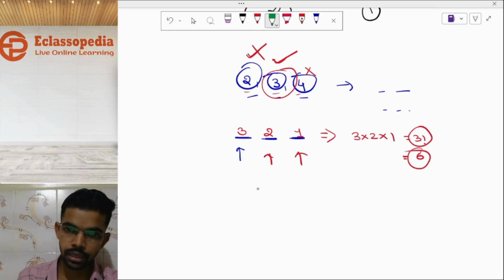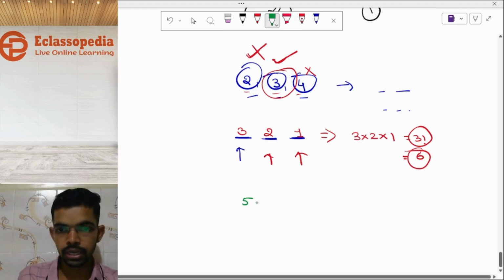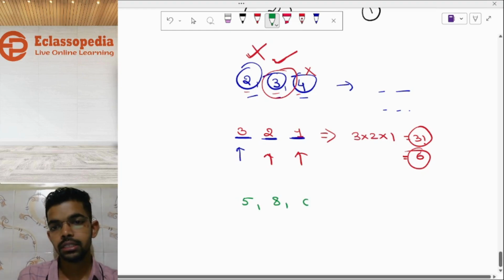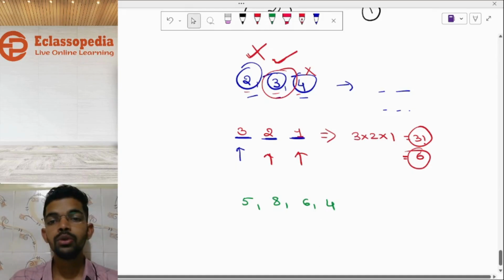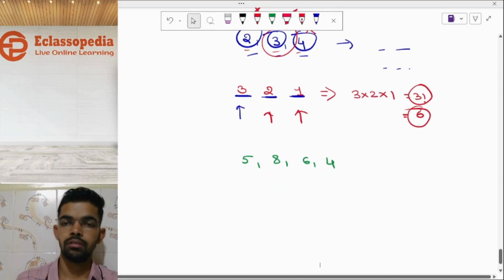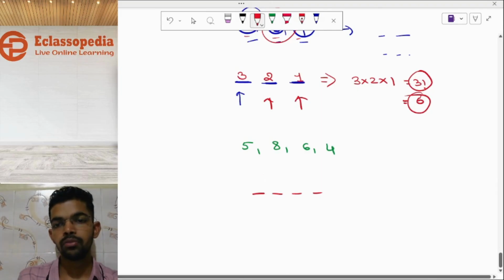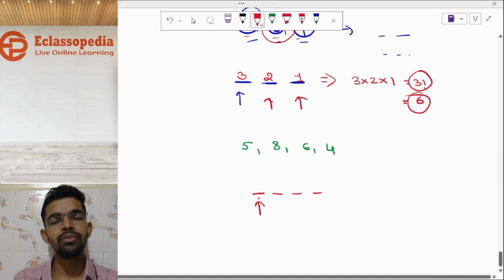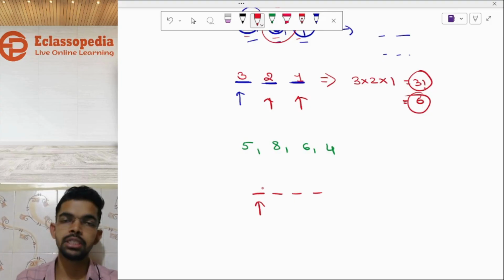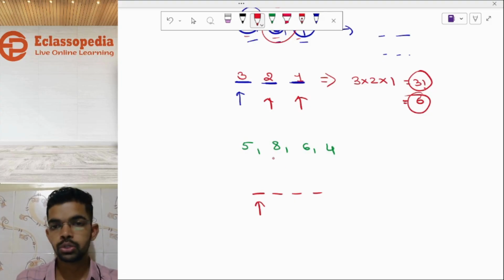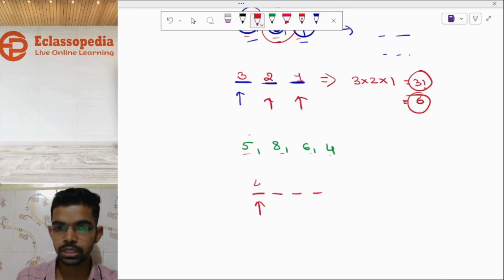Now let's take 5, 8, 6 and 4. How many 4-digit numbers will be formed here? We have to make a 4-digit number. So make the 4 places. Again go choice-wise. How many choices do we have at the first place? Which numbers can we put? Do we have any restriction on the first place? No. So we can place any of the 4 numbers. So we have 4 choices for this.